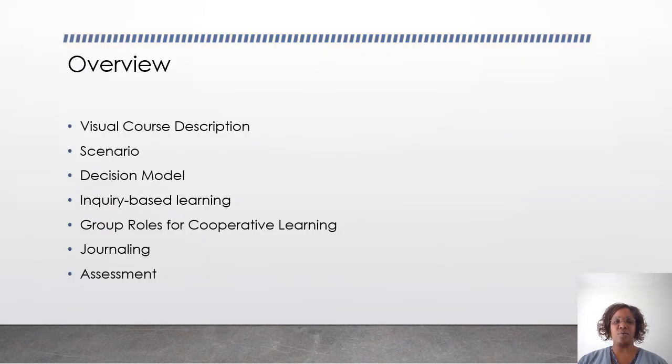First, let's look at the visual course description. This is a little different than what you've been used to in your body of knowledge in your other skills courses. So we'll take a look at the skills visual course description for this course, and it will give you just a bit more information about how to use that course description. Then we'll take a look at the scenario in your course, the decision model that we'll be using, as well as our approach to learning for the course. We'll go over very briefly the group roles for cooperative learning in the course, journaling, and assessment.